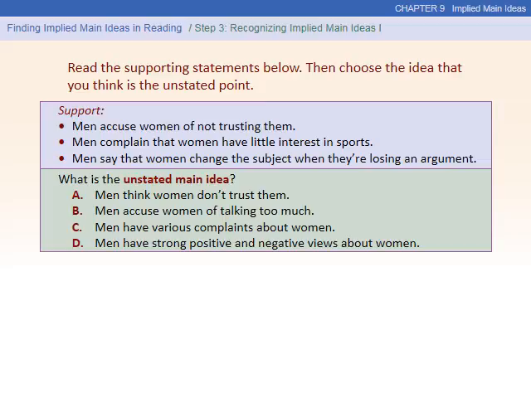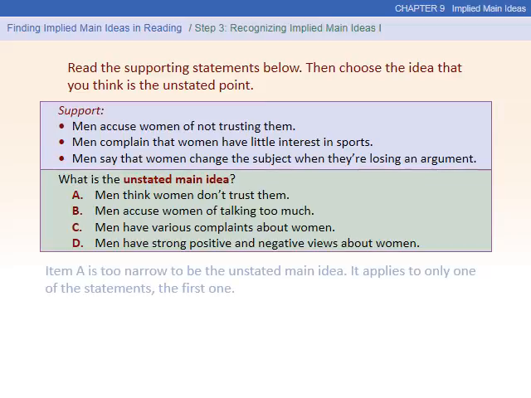But let's look at the last one to make sure. Men have strong positive and negative views about women. Well, in this case, part of this is correct. Men have strong negative views about women. All of these are negative views about women, but there's nothing positive that's said there. So the best answer is going to be C. So A is too narrow.